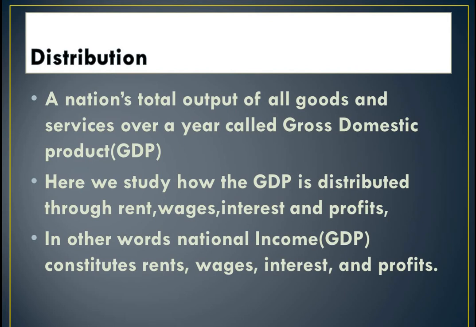The total sum of product, or in an ordinary manner, the total sum of money, income, wealth, is distributed among the population of a country, among the working population, whatever it is. In other words, national income, GDP, can also be called national income, because as I said, it's a country's total production. It constitutes rents, wages, interest, and profits. As I said already, GDP will be a sum of total rents, wages, interests, and profits.